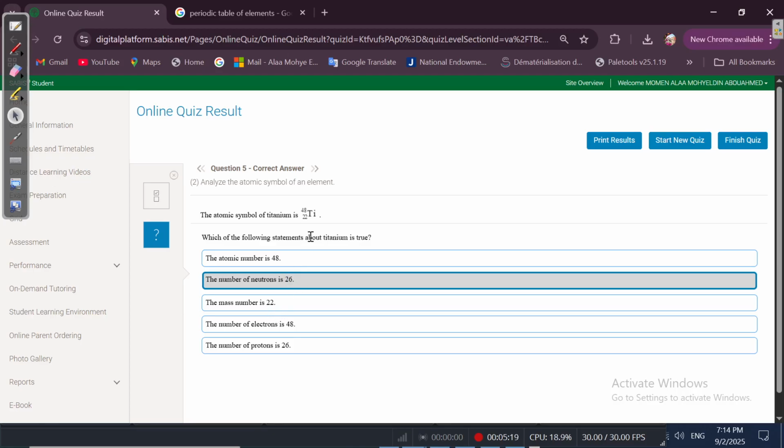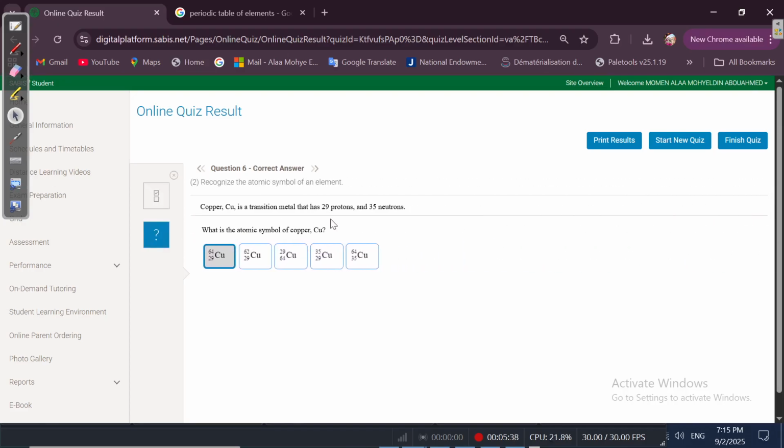The mass number is 22, wrong. The mass number is 48. Mass number at the top, atomic number at the bottom. Number of electrons 48, wrong. The number of electrons is 22. Number of protons 26, wrong. The number of protons is 22. Moving on.